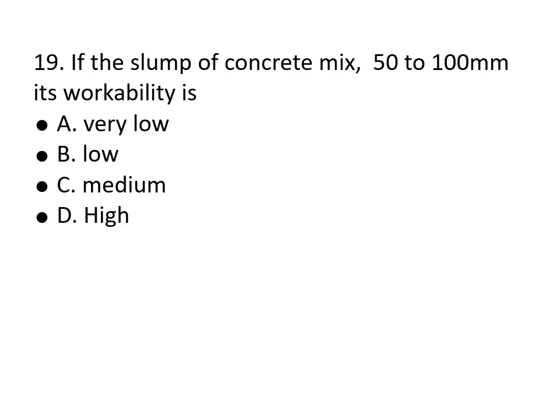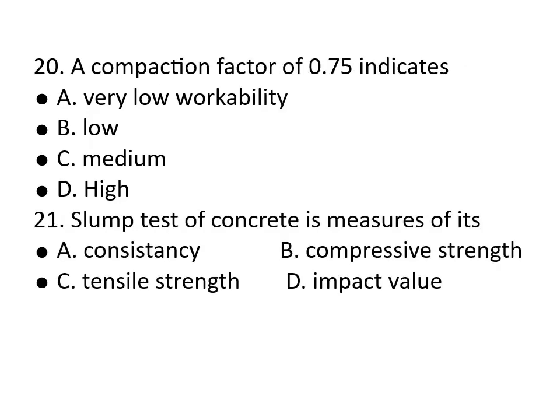For very low workability, 0 to 25 mm. For low workability, 25 to 50 mm. For high workability, 100 to 150 mm. In 20th question, a compaction factor of 0.75 indicates very low workability, 0.85 indicates low workability, 0.92 indicates medium workability and 0.95 indicates high workability.